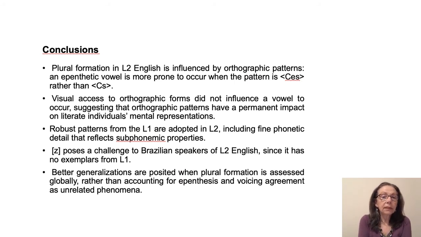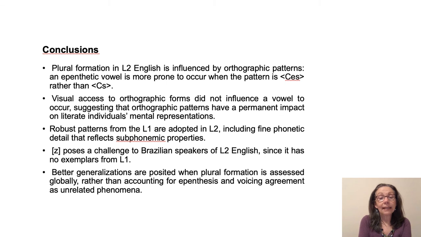Conclusions. Plural formation in L2 English is influenced by orthographic patterns. An epenthetic vowel is more prone to occur when the pattern is CES rather than CS. Visual access to orthographic forms did not influence a vowel to occur, suggesting that orthographic patterns have a permanent impact on literate individuals' mental representations. Robust patterns from L1 are adopted in L2, including fine phonetic detail that reflects subphonemic properties. Z poses a challenge to Brazilian speakers of L2 English since it has no examples from L1.